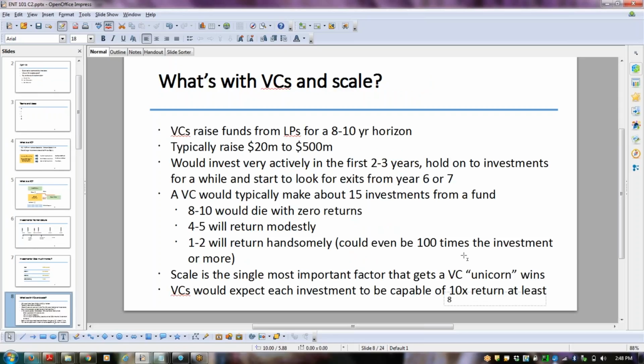Now, one typical question which comes up: why do you need VC funding? Is it really required? Is it really required that whenever you start a company, you need a venture capitalist fund? Do you need it or not?